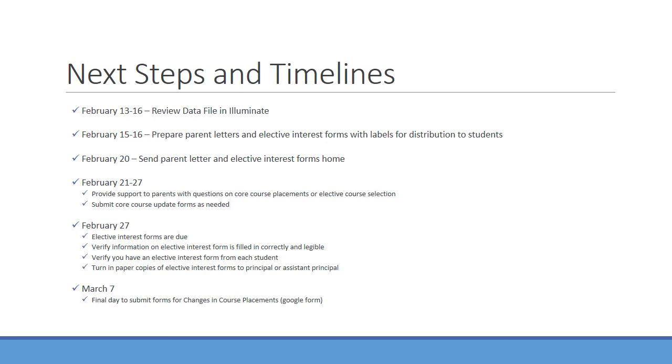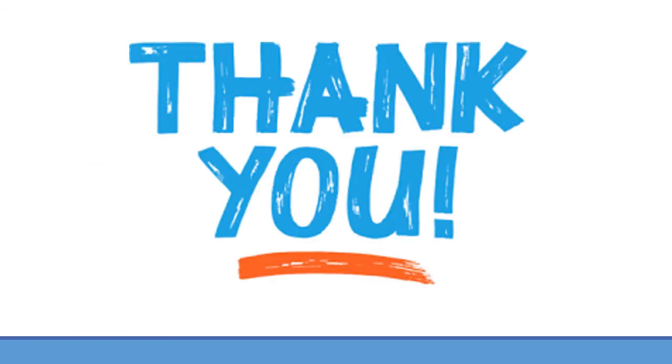Please verify information on the elective interest form is filled in correctly and legibly. Also, verify that you have an elective interest form from each student. Turn in the paper copies of the elective interest forms to your principal or assistant principal. On March 7th, this will be the final day to submit forms for changes in course placements on the Google form, as this is the last day of the parent-teacher conference window. During the process, please check with your principal or assistant principal for guidance.